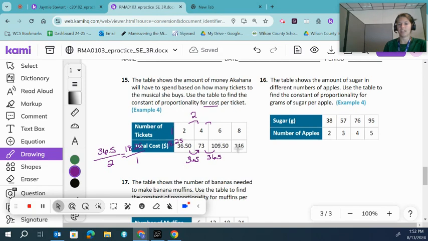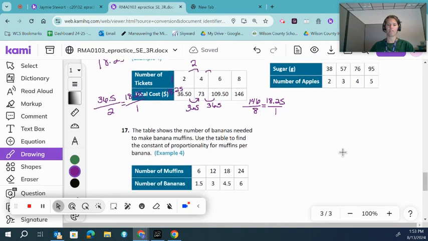Okay, and that simplifies to $18.25 for 1 ticket. Okay, and you can see it would be the same if you take the 146 over 8, because again, it is a proportional relationship. You would still get $18.25 for 1 ticket. Okay, so the constant of proportionality is $18.25 per ticket. Okay. All right, and you can try those last 2 on your own if you would like.